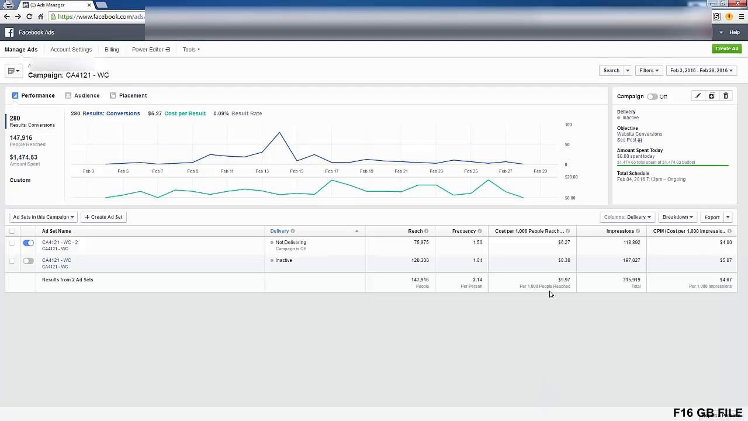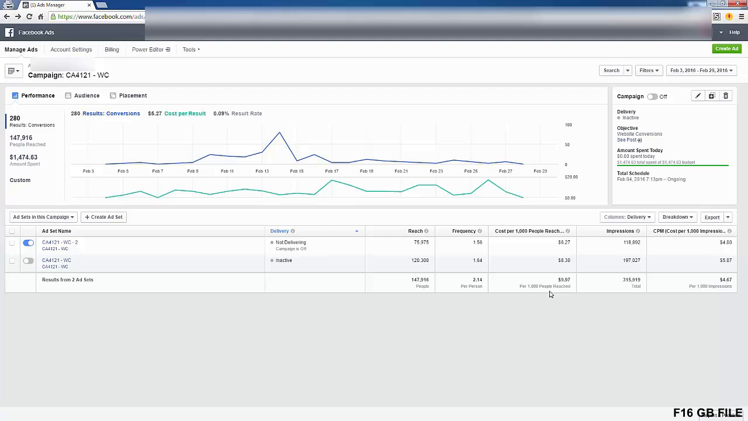So if you have a $5 CPM, remember CPM means cost per 1,000 impressions, and you're spending $5 a day, then you're going to show it to 1,000 people. If your cost to show it to 1,000 people is $5, and you spend $5, you show it to 1,000 people. Another example: let's say your cost per 1,000 impressions is $10 and you spend $5, then you're going to show it to 500 people that day. So the lower the CPM, the better.